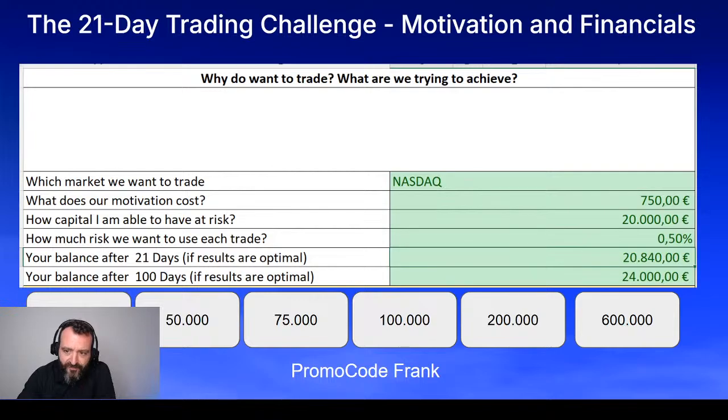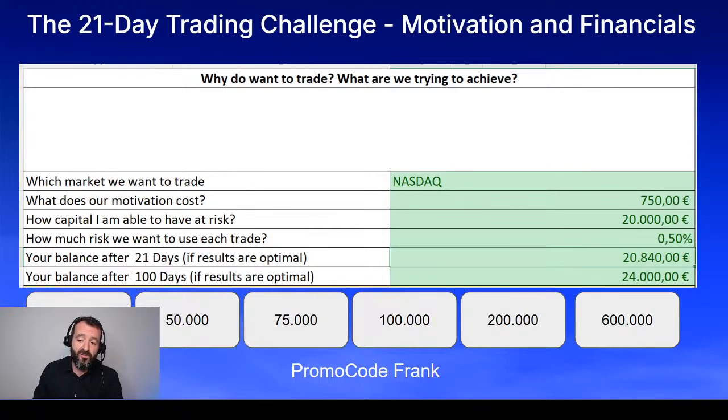So after you have specified your goal, you are thinking about, okay, which market I want to trade. I pre-filled it here now, for example, with the Nasdaq. My motivation costs me per month 750 euros. Let's say this is the rent you have to pay. How much capital I'm able to have at risk? I mean, here is the account size of the Savio trade, is like 20,000, for example. How much risk I want to use each trade? 0.5%. I have to keep in mind the drawdown limit.